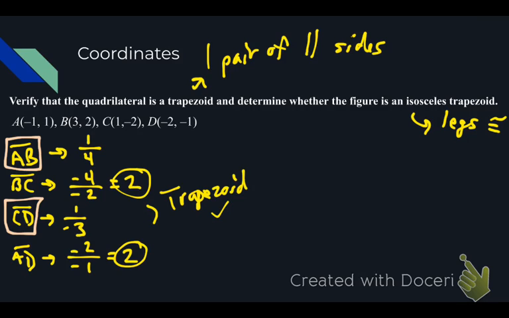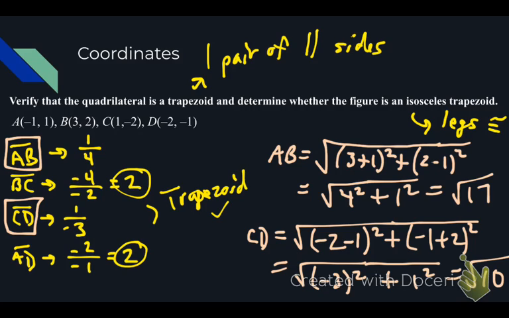Well, we got to use distance. So AB, you got to do the distance formula for that. So if you want to go ahead and pause now, do distance for AB and distance for CD. If they come out the same, then we know it's isosceles. If not, it's just a regular trapezoid.